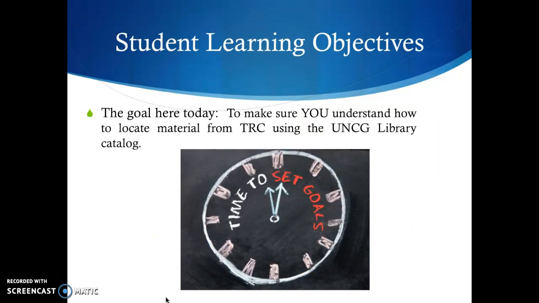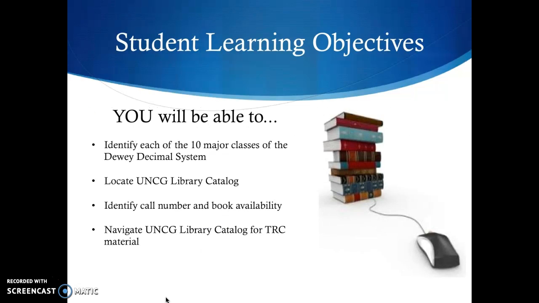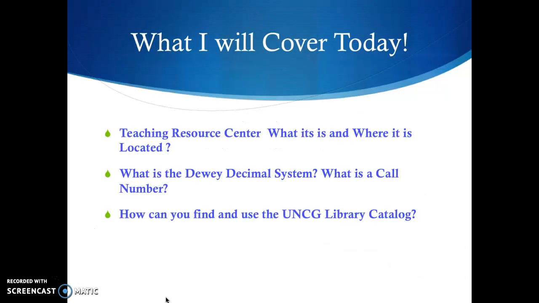Student learning objectives. The goal here today is to make sure you understand how to locate material from the TRC using the UNCG Library Catalog. You will be able to identify each of the 10 major classes of the Dewey Decimal System, locate the UNCG Library Catalog, identify a call number in the book's availability, and navigate the UNCG Library Catalog for the TRC material.